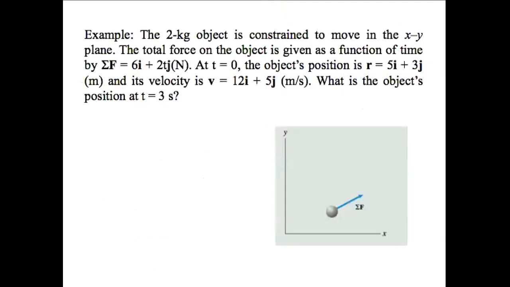Last example. The 2 kilogram object is constrained to move in the XY plane. The total force on the object is given as a function of time by the sum of the forces equals 6i plus 2tj. At time 0, the object's position is 5i plus 3j meters, and velocity is 12i plus 5j. What's the object's position at time t equals 3 seconds?